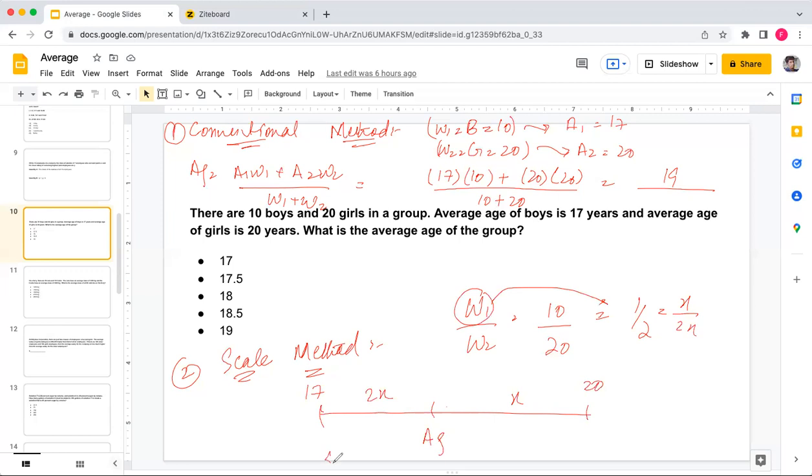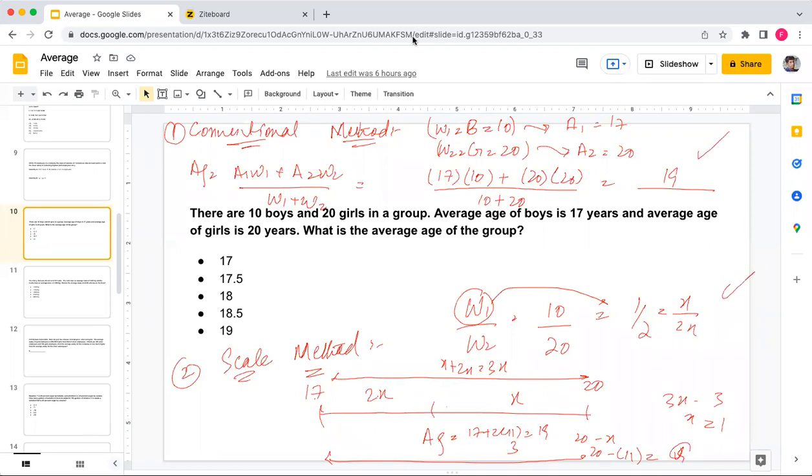So this whole thing is 20 minus 17, which is 3. And this is x plus 2x, which is 3x. So 3x is equal to 3, x is equal to 1. So the average will be 17 plus 2x, which is 17 plus 2 into 1, which is 19, or 20 minus x, which is also 19. So now you can see this method is quicker.